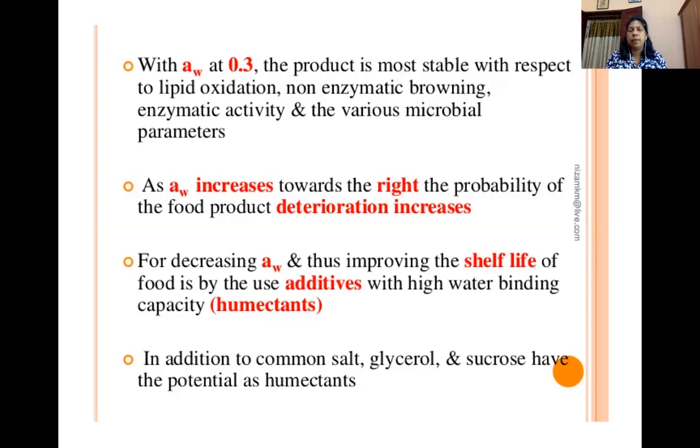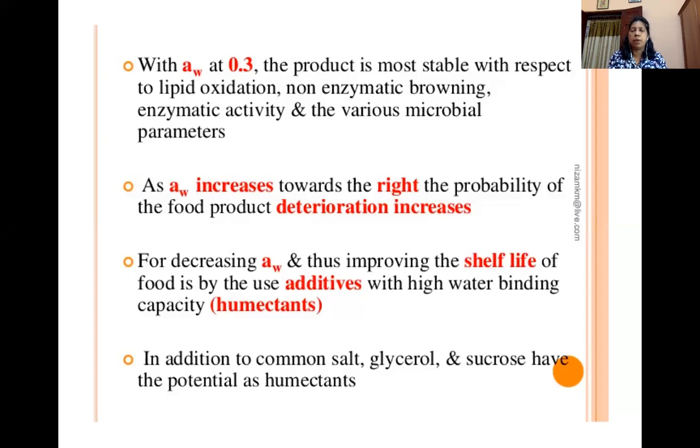So in the other case, normally we know salt, glycerol, and sucrose are soluble in the water. Therefore, if we use those compounds that are soluble in water, that means we can trap that water, we can bind that water. Therefore, we can keep the product for a longer period.